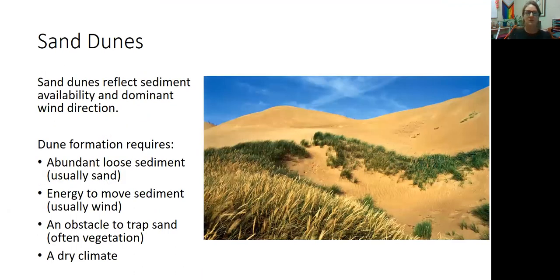Right? So sand dunes reflect sediment availability and the dominant wind direction. How much sand is there and where the wind is blowing? So in order for dunes to form, they need a lot of loose sediment, usually sand. They need energy to move that sediment, usually wind. And they need an obstacle to trap that sediment, to cause the sediment to deposit out of the wind, often a little bit of vegetation. And as always, in a desert, you need a dry climate.